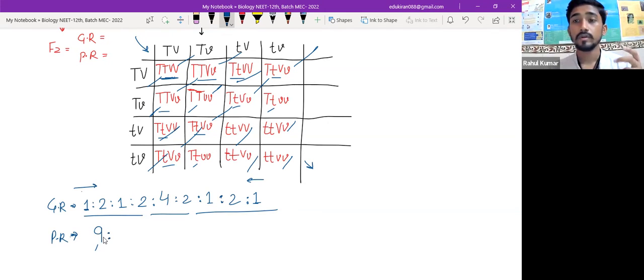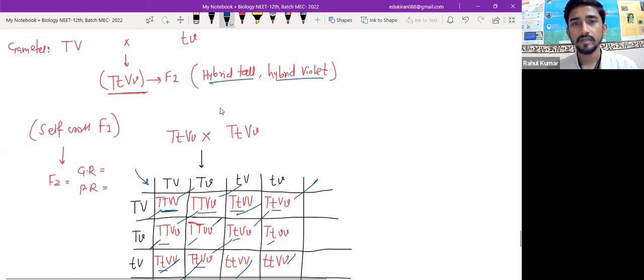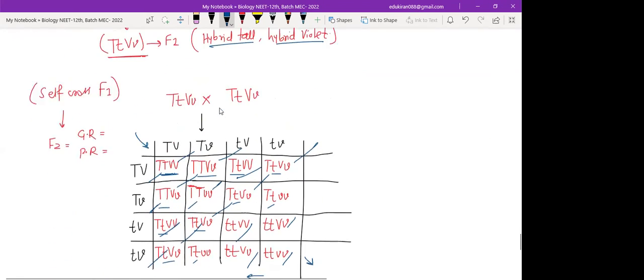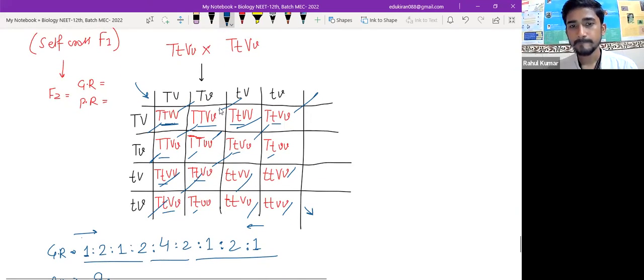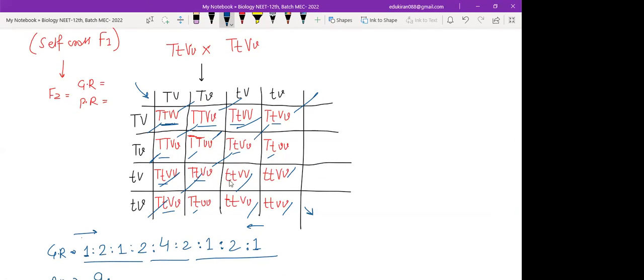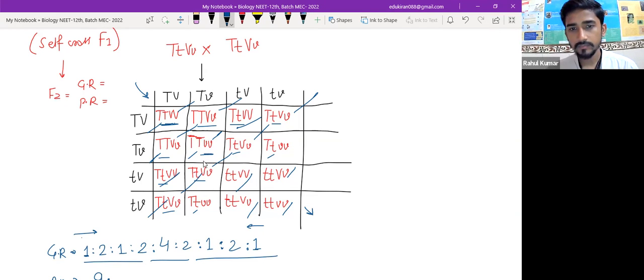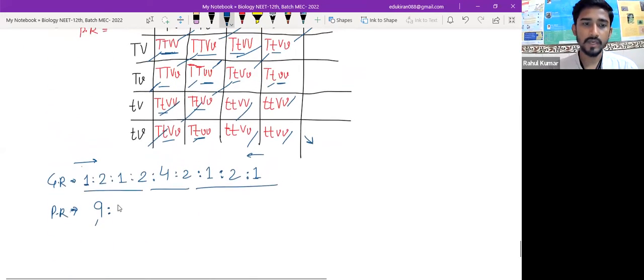Now let's come to tall and, what was the other one? What was the other parent? White. Hybrid, sorry, tall and white, right? How many will be tall and white? This will be tall and white. You see here, 1. This will be tall and white, 2. And this will be tall and white, 3. Yes? No other will be tall and white. So 9 is to 3.